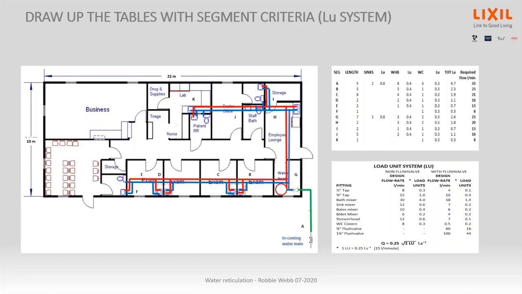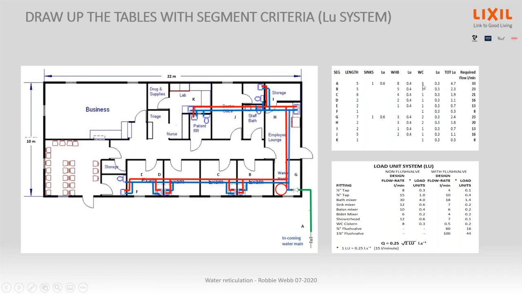So A is 5 meters long. It's feeding all of these things. So you can see I've got 1 sink, 8 basins, 3 WCs. If I add up all these load units, 1 times 0.6, 8 times 0.4, 3, I end up with 4.7 load units. Okay, and I said I'll show you how you do it.